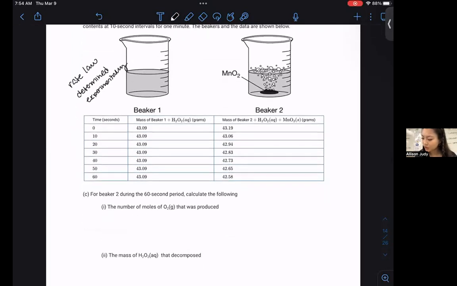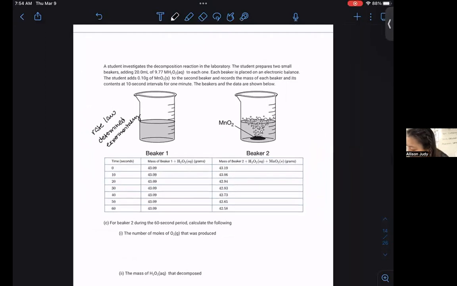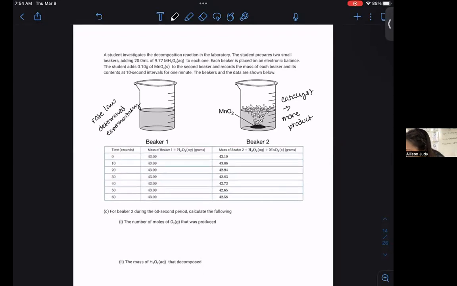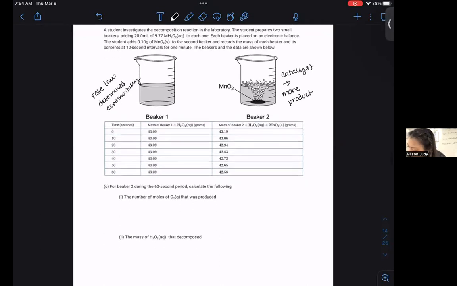So what we're seeing here is a rate law question for beaker 2 during the 60 seconds. And remember, beaker 2 is the one with the catalyst. So theoretically, you should be seeing more product form. All right. And if we see here, then for beaker 2 during the 60-second period, calculate the following. Okay. So the number of moles of O2 that was produced.